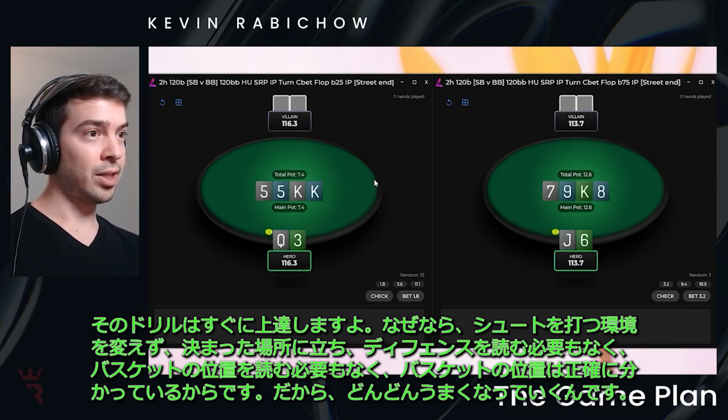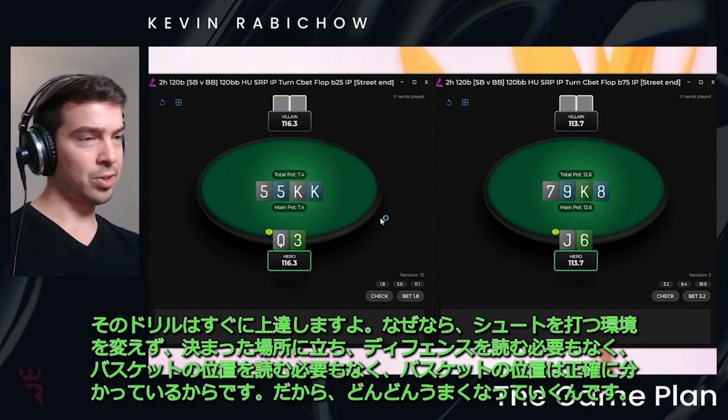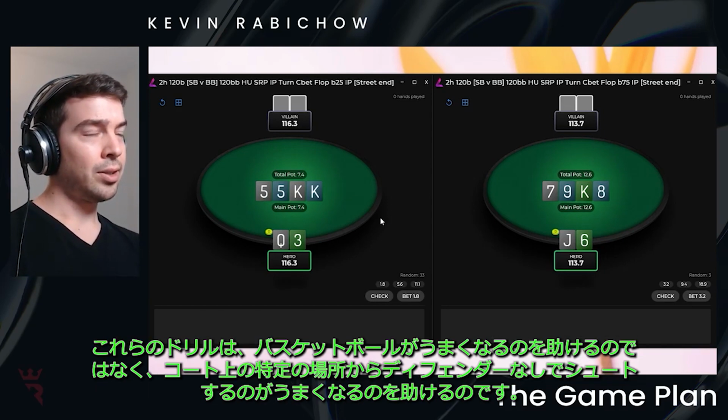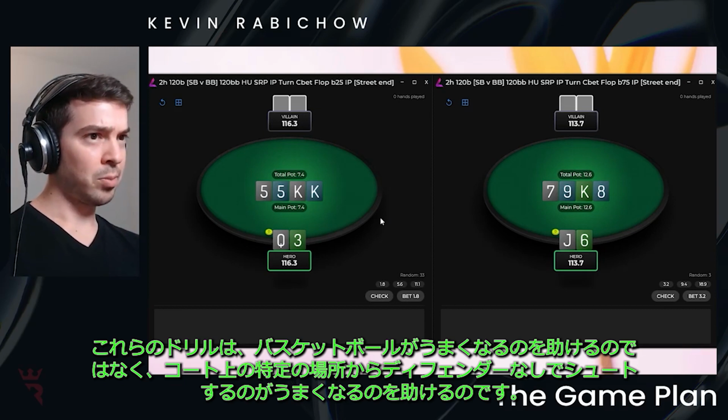You would get better at that drill very quickly because you're not changing the environment that you're shooting from. You're standing in a fixed location. You don't have to read the defense. You don't have to read where the basket is. You know exactly where the basket is. So you get better and better and better. These drills don't help you get better at basketball. They help you get better at shooting from that specific location on the court with no defender.